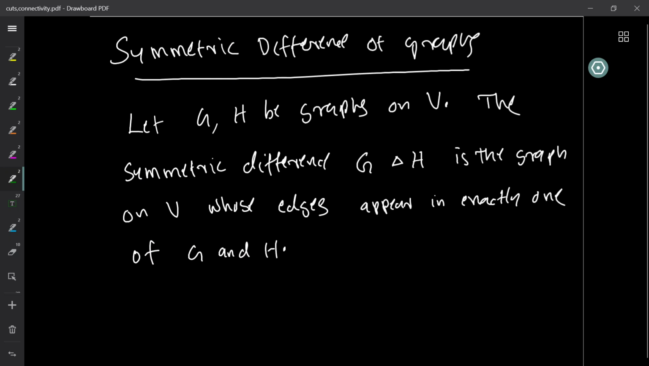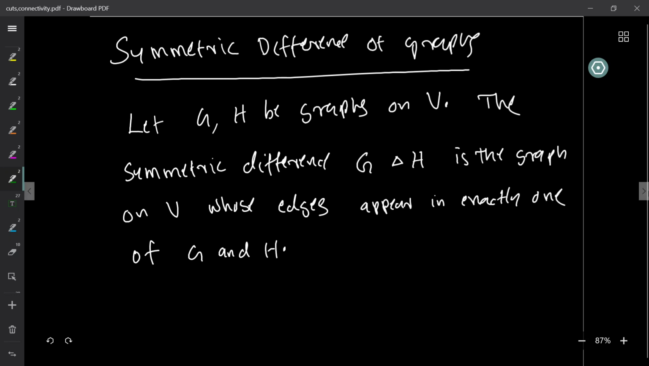Now, to help you prove that augmenting paths mean you can make the matching larger, and that you can always find an augmenting path, I will define something for you. The symmetric difference of two graphs, let's say G and H, is the subgraph formed by the edges which appear in exactly one of these graphs.